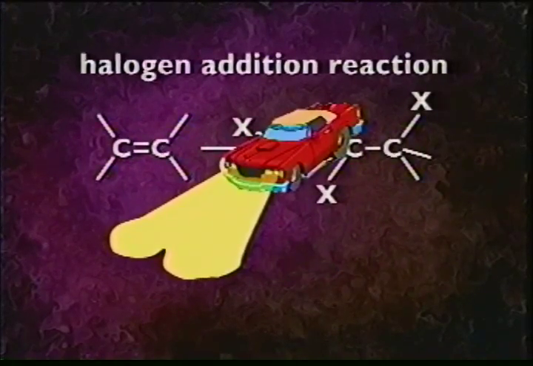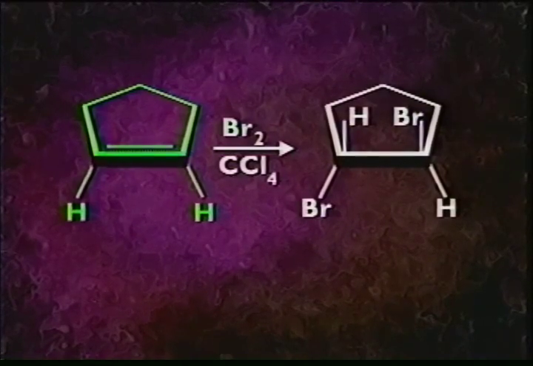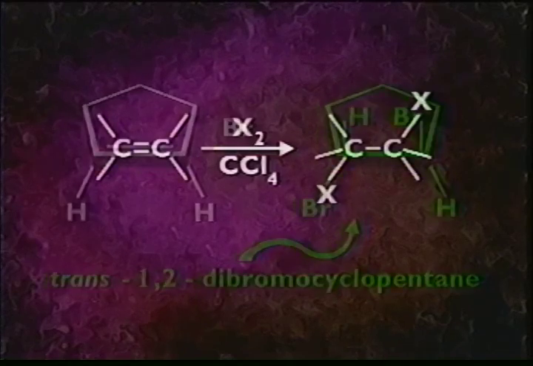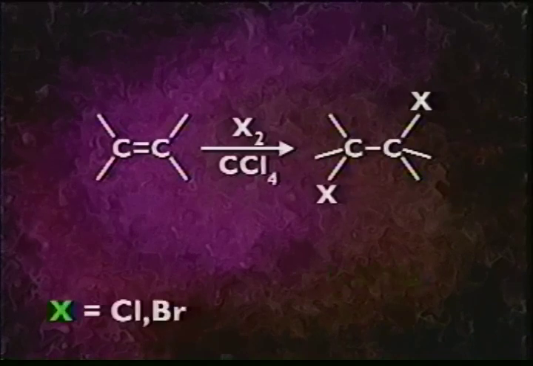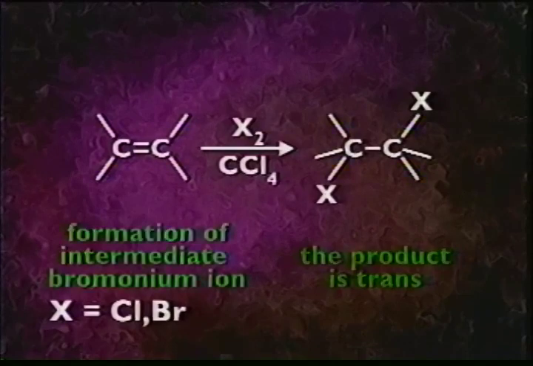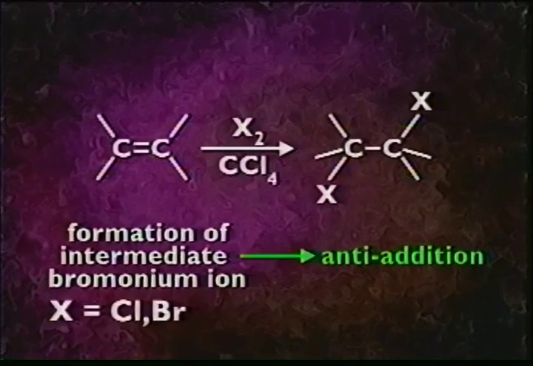The third reaction we looked at was a halogen addition reaction, addition of X2 to an alkene. In this reaction, cyclopentene and bromine, Br2, react to yield trans-1,2-dibromocyclopentane. We can represent this in our shorthand way as an alkene plus X2 reacts to yield an alkane with both of the X's on adjacent carbons, trans to each other. X is the halogen chlorine or bromine. And remember, the product is trans because the formation of an intermediate bromonium ion forced an overall anti-addition.